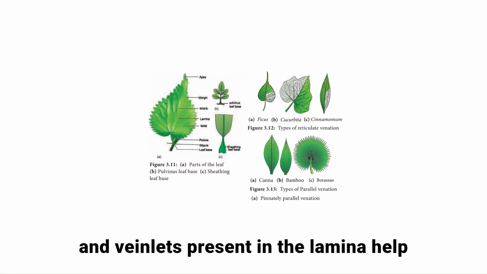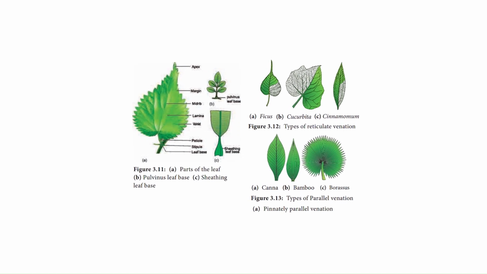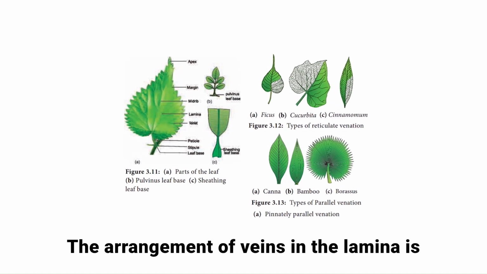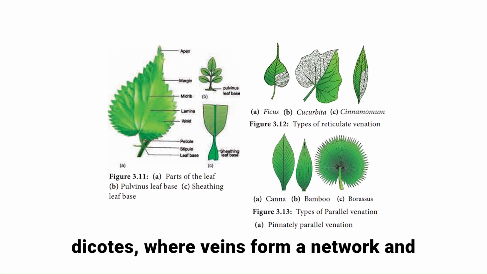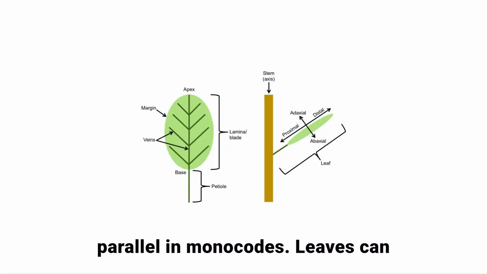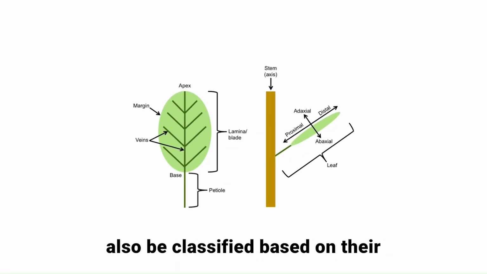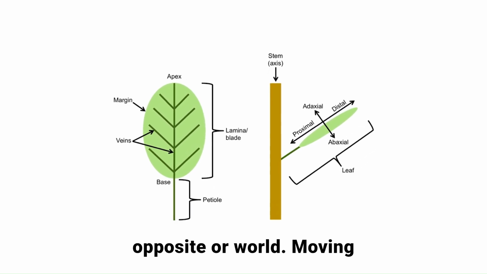Veins and veinlets present in the lamina help in conduction and also provide support. The arrangement of veins in the lamina is called venation. It is reticulate in dicots, where veins form a network, and parallel in monocots. Leaves can also be classified based on their arrangement on the stem: alternate, opposite, or whorled.